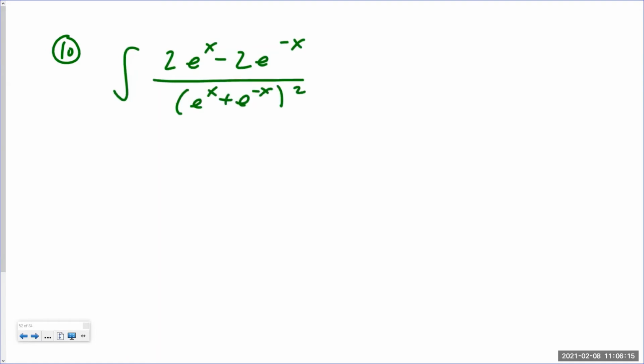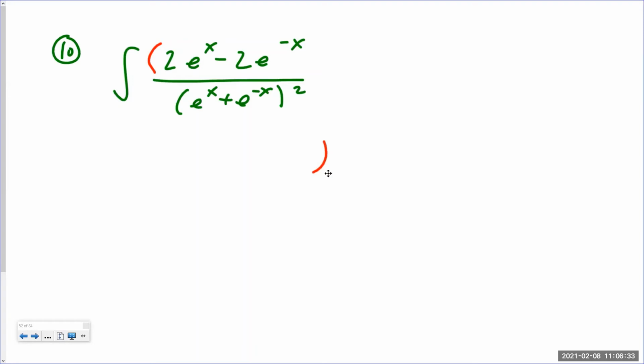So some possibilities here. You could make this your u, the whole thing on top. Let me just give you a hint: usually your top is not your u. You could make the whole bottom your u, or you could make the parentheses your u. So there are 3 different possibilities.